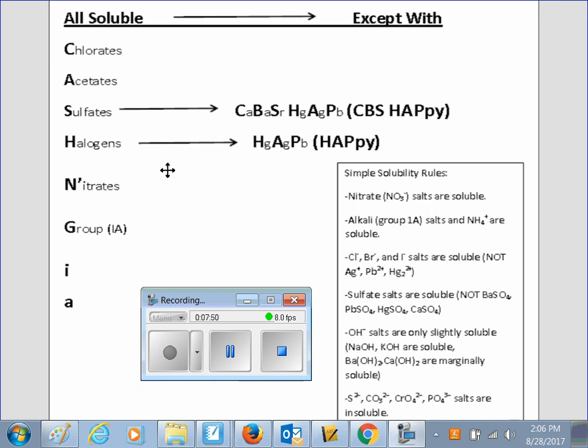So you're going to be able to use this solubility chart on your test for this first part of the unit so you can get comfortable with it. But you want this close by while you're working on your net ionic equations so that you can predict the states of matter of your products.